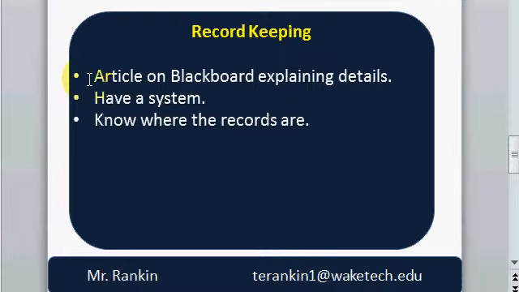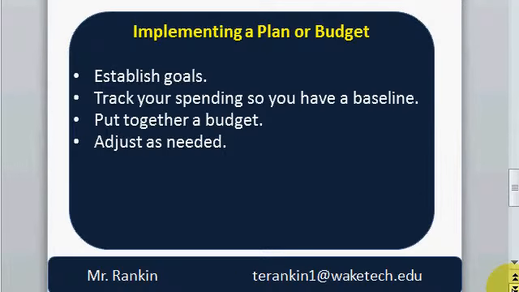Record keeping, I'm going to be relatively brief on this. I've put an article explaining all the details, which records you need to keep, how long, etc. My key thing here is have a system, and most importantly, know where that system is and make sure your relatives know where those records are kept. Now, once you've done your net worth statement and your income statement, you can establish your budget by establishing your goals, tracking your spending, putting the budget together, and adjust it as need be for different events.